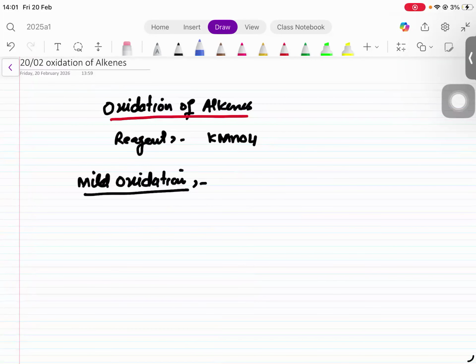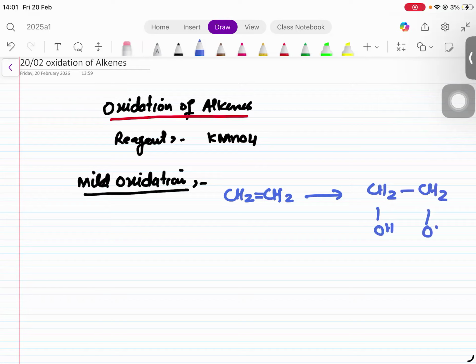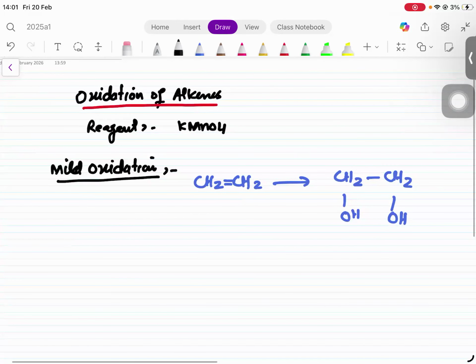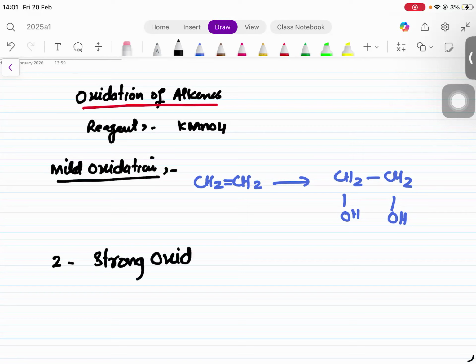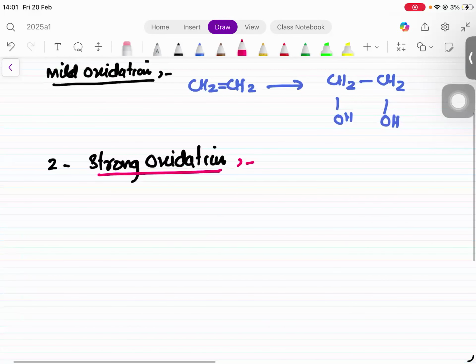In the mild oxidation, there was a diol that was formed. If I just quickly tell you, it was diol. Both these carbons having the double bond converted into diol. Today we are going to discuss the second type, that is known as strong oxidation of alkene. Please pay attention. The strong oxidation of alkene.